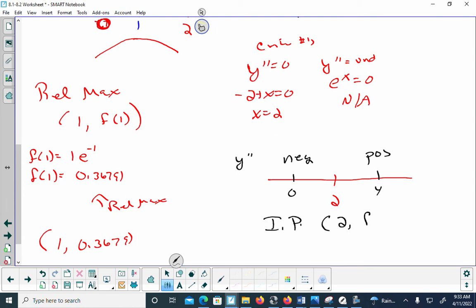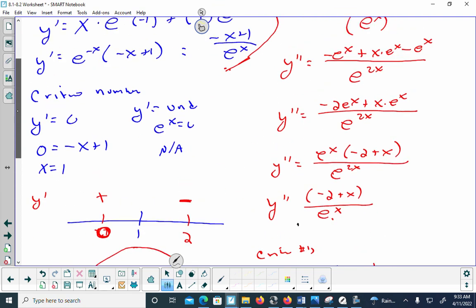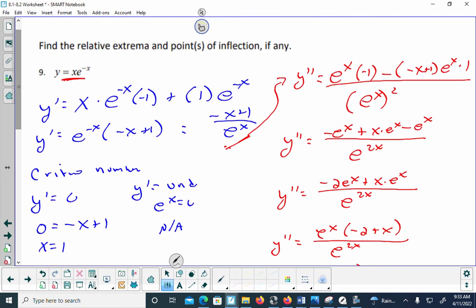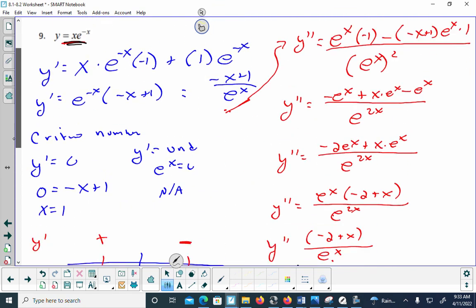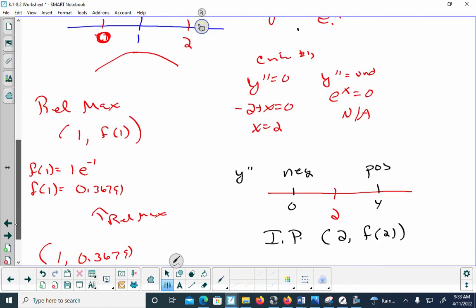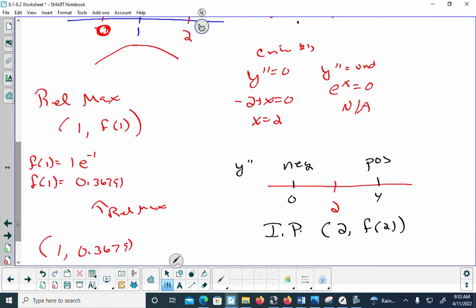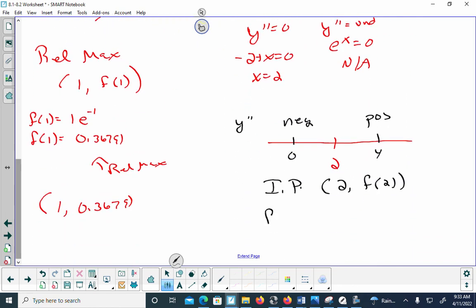So I'm concave down, then concave up, which means I have an inflection point at 2. Then I go back to the original function, way back here, and find f of 2. When I found f of 2, that ended up being 0.2707. So my inflection point has to be right here, 2 and 0.2707, and that is my inflection point.